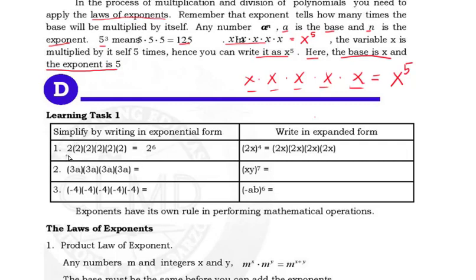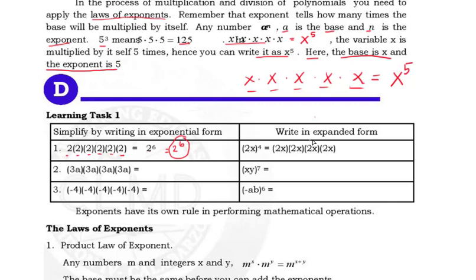So, we have 2 times 2 times 2 times 2 times 2 times 2. So, how many times 2 is being multiplied to itself? Ilang beses? 1, 2, 3, 4, 5, 6. Kaya naging siyang 2 raised to 6. So, yan po ang kanyang exponential form.